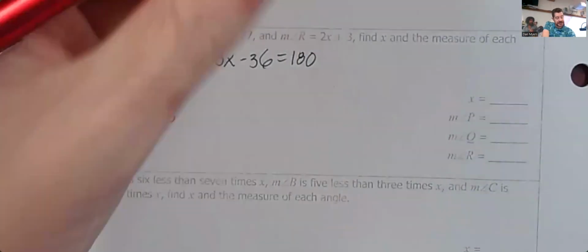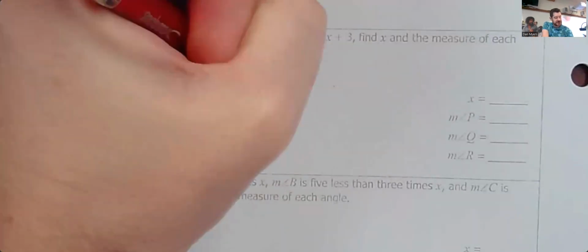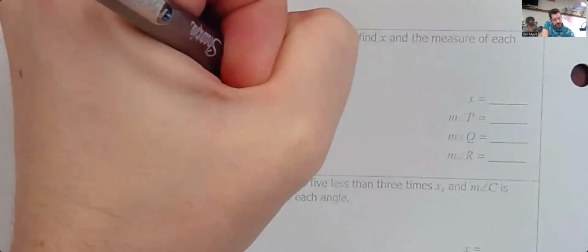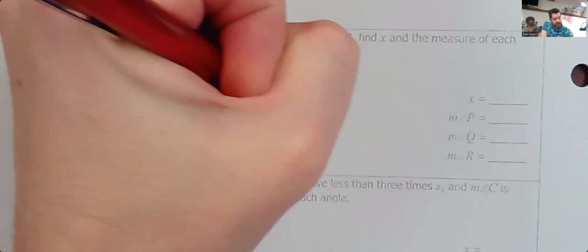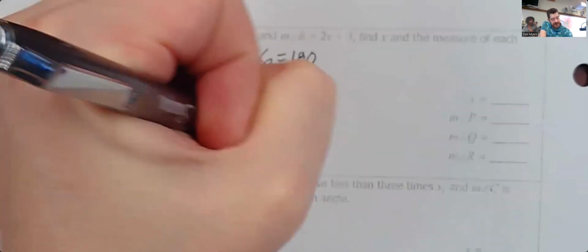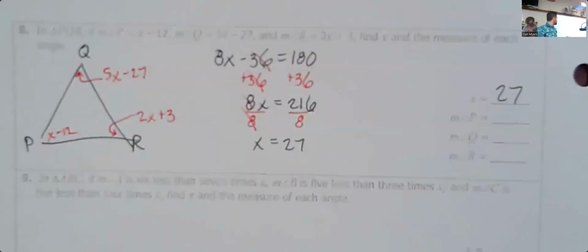So we'll add 36, which will be 216, right? Yep, and then divide by 8. What does x equal? 27. All right. So x equals 27.